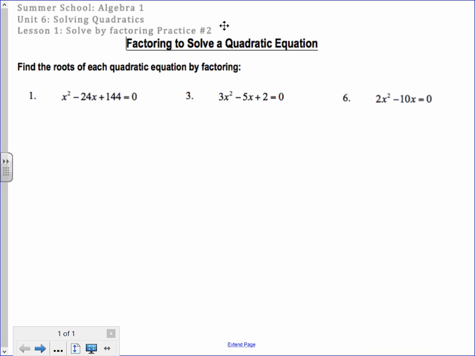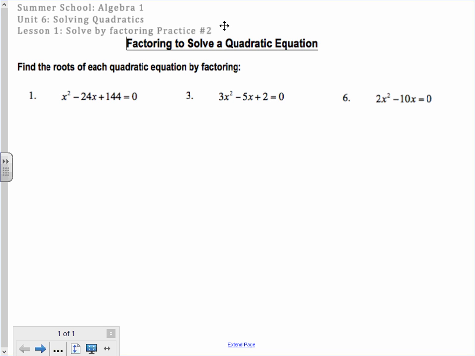This is the Algebra 1 Summer School, Unit 6, Lesson 1, Practice 2, Factor to Solve a Quadratic practice video. All right, in this practice video, I'm going to do numbers 1, 3, and 6. These are all solving quadratics by factoring. All right, so let's start with number 1.